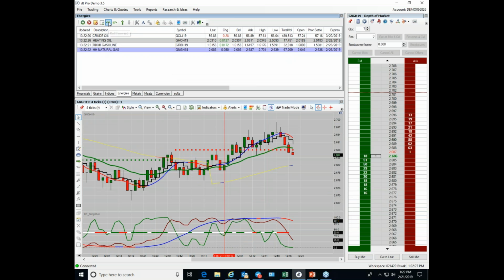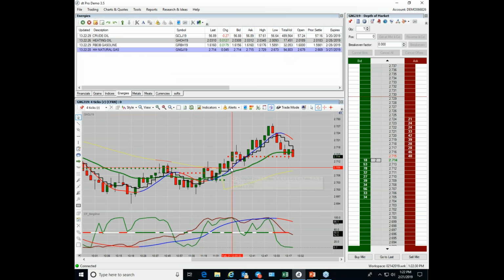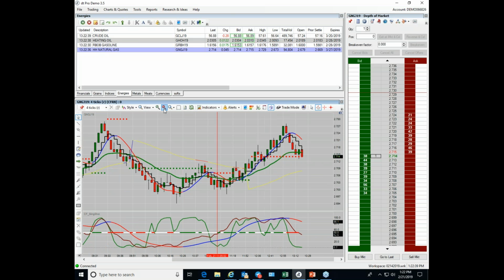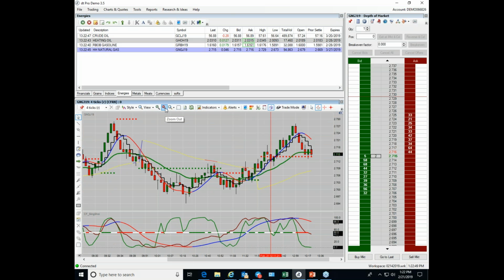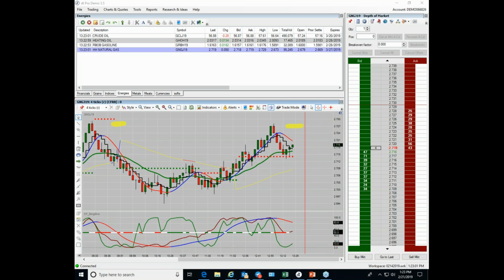Natural gas. I'm going to go to April. All right, an interesting thing going on here. Number 1, the first thing that should be on your sheet of paper, are we trending? Zoom out. Top here. It's not trending.